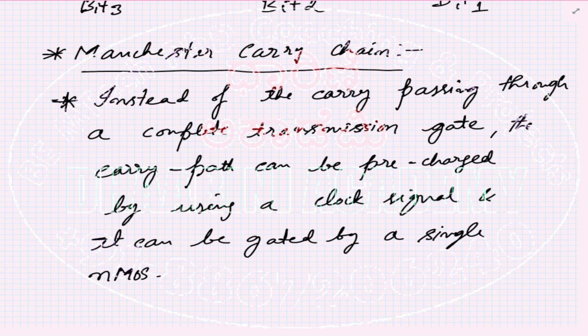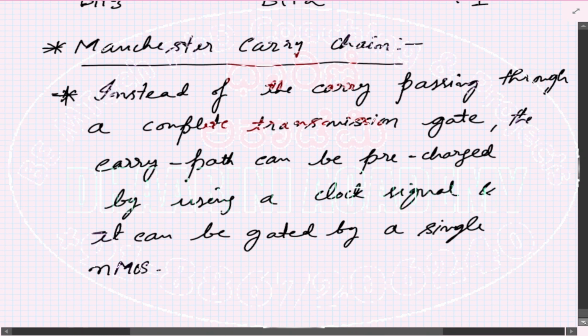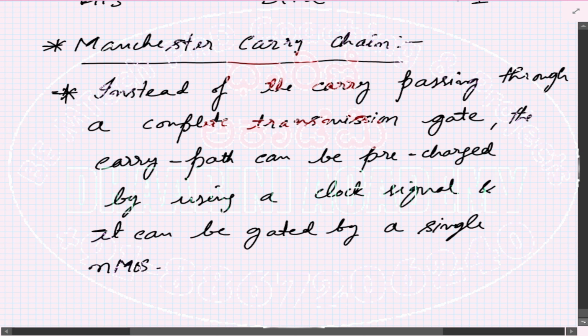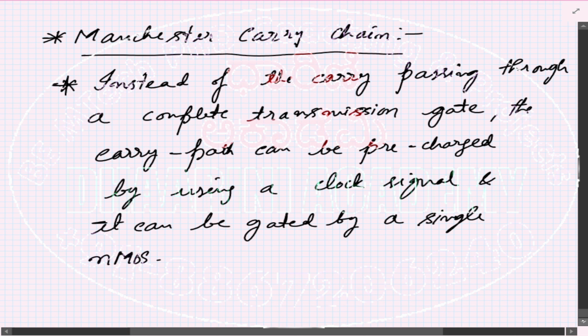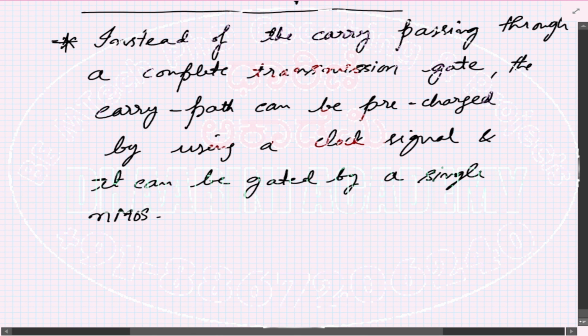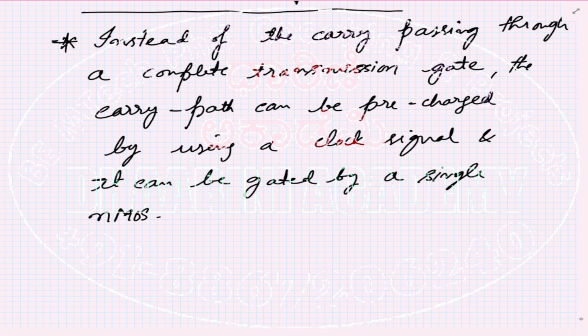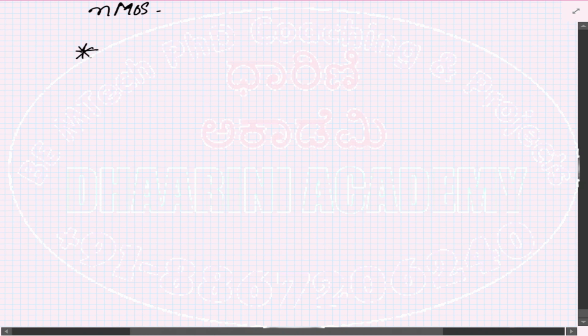can be reduced to a simple NMOS. If you remember the basics, the transmission gate uses how many MOS devices? You have 2 MOS devices. But now what you are going to do is replace the 2 MOSes required for a transmission gate by a single NMOS. That's why that kind of circuit is considered the Manchester carry chain. Alright, so let me write that statement now.